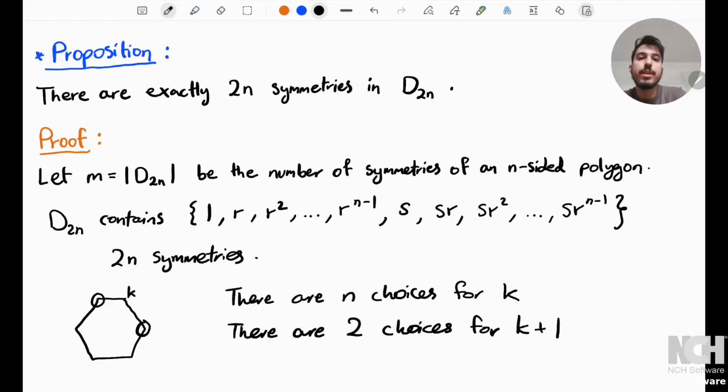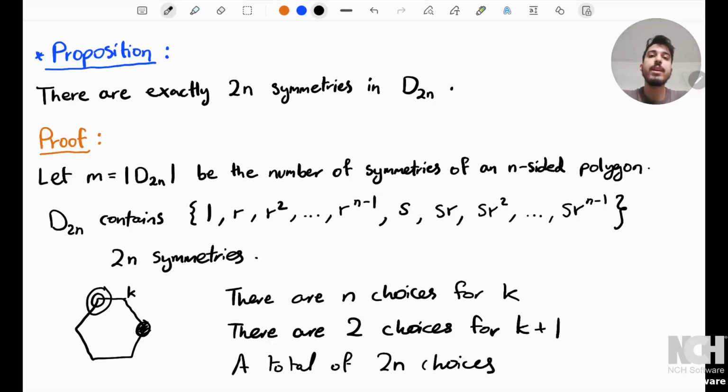And if we choose a place for K plus 1, then K minus 1 doesn't really have a choice except the other side of K. So K minus 1 does not really count. It's what K plus 1 counts. So we have n choices to place K, and we have 2 choices to place K plus 1. So a total of the product of these 2 choices, so a total of 2 times n choices.